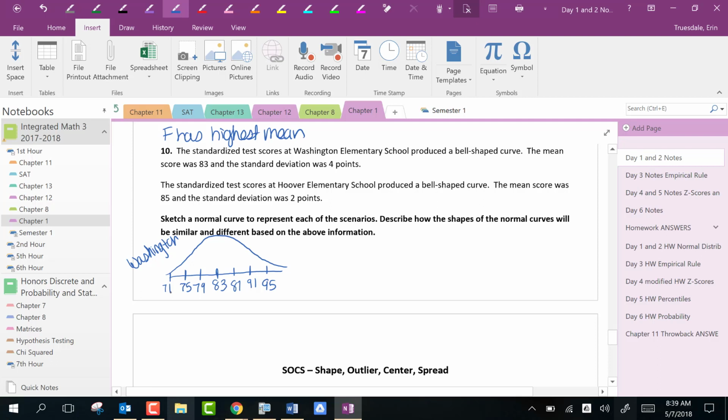Questions on how that's set up? This being your mean in the middle. Okay, you guys draw one for the Hoover Elementary.